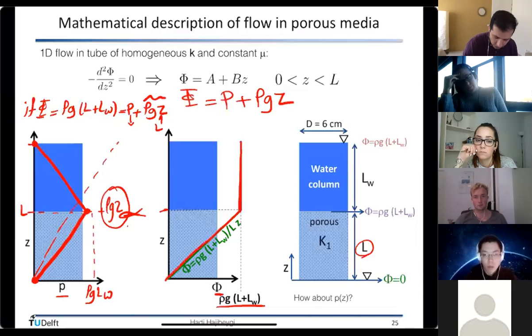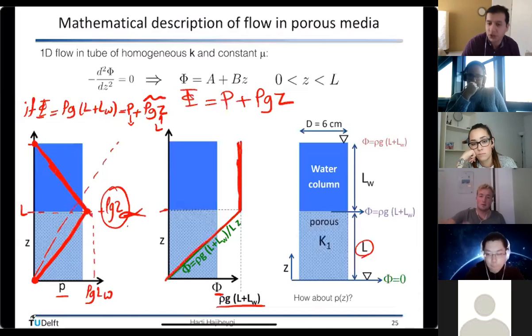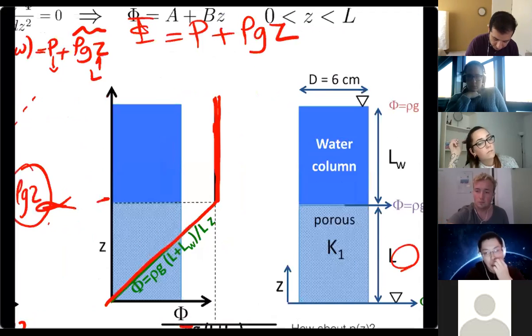In fact, if I want to describe it a bit more qualitatively, pressure is increasing this way, and then you have the curve of the potential, the rho Gz part. The summation of the two would give you a constant plot, so the potential would not change across this sample. And then here you would have a linear change of the potential, and the other part would also have pressure look like this V shape.